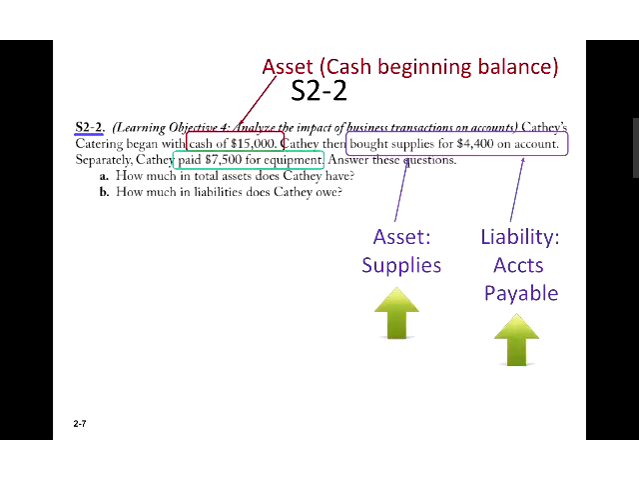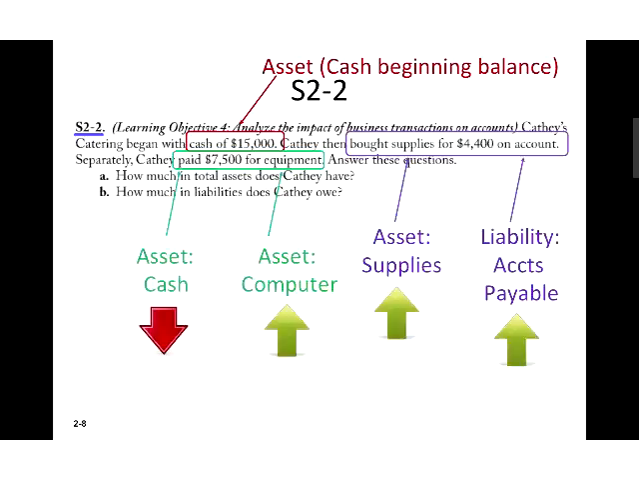And then finally, this last sentence, we paid $7,500 for equipment. Again, that's a transaction. We paid $7,500, which is cash. So cash went down, and the computer, which is an asset, went up. There are 2 transactions listed in this exercise. First, we bought supplies on account. Secondly, we paid $7,500 for equipment. So those are our 2 transactions. Every transaction has 2 sides. And then we have a beginning balance. So now we can go to answer the question.